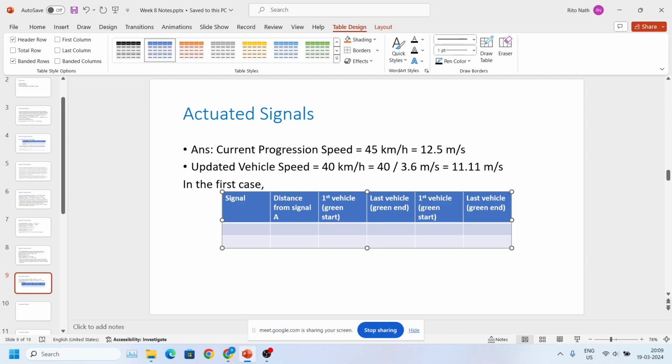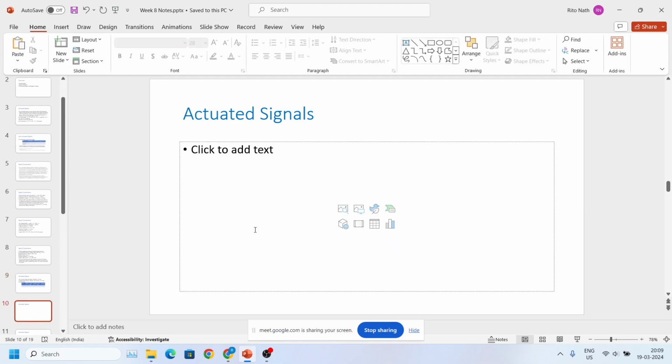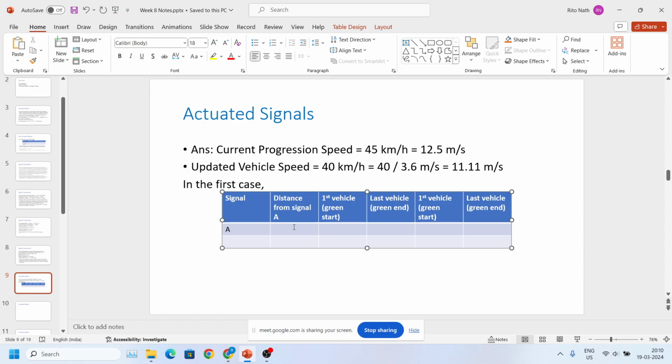So let's solve it, see how it comes. Here the distance from signal A is 0. The first vehicle's green starts at 0. The last vehicle's green ends at 30 because the effective green is 30 seconds. The cycle ends at 60 seconds, so this is 60, this is 90. The next one will be 120, 150, and so on.